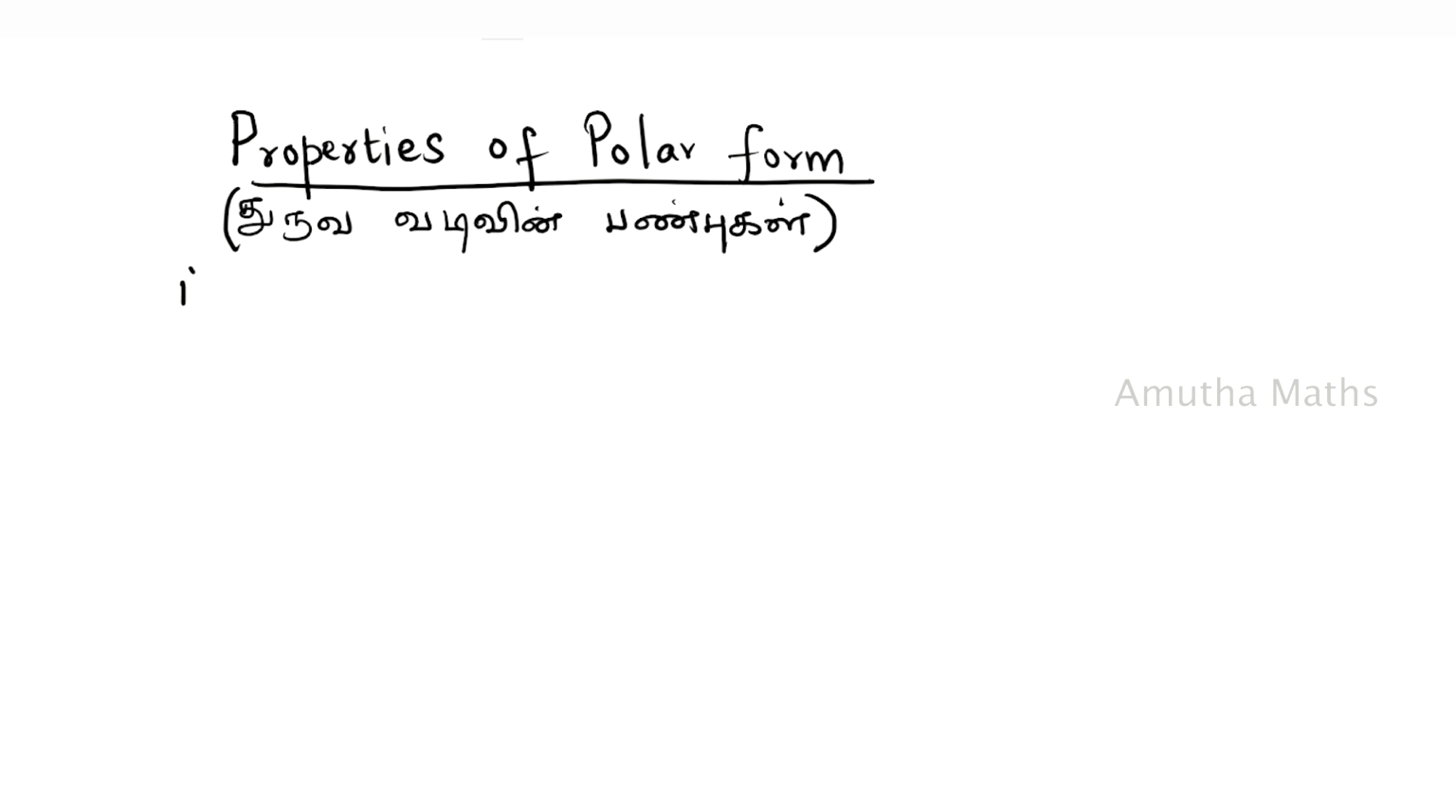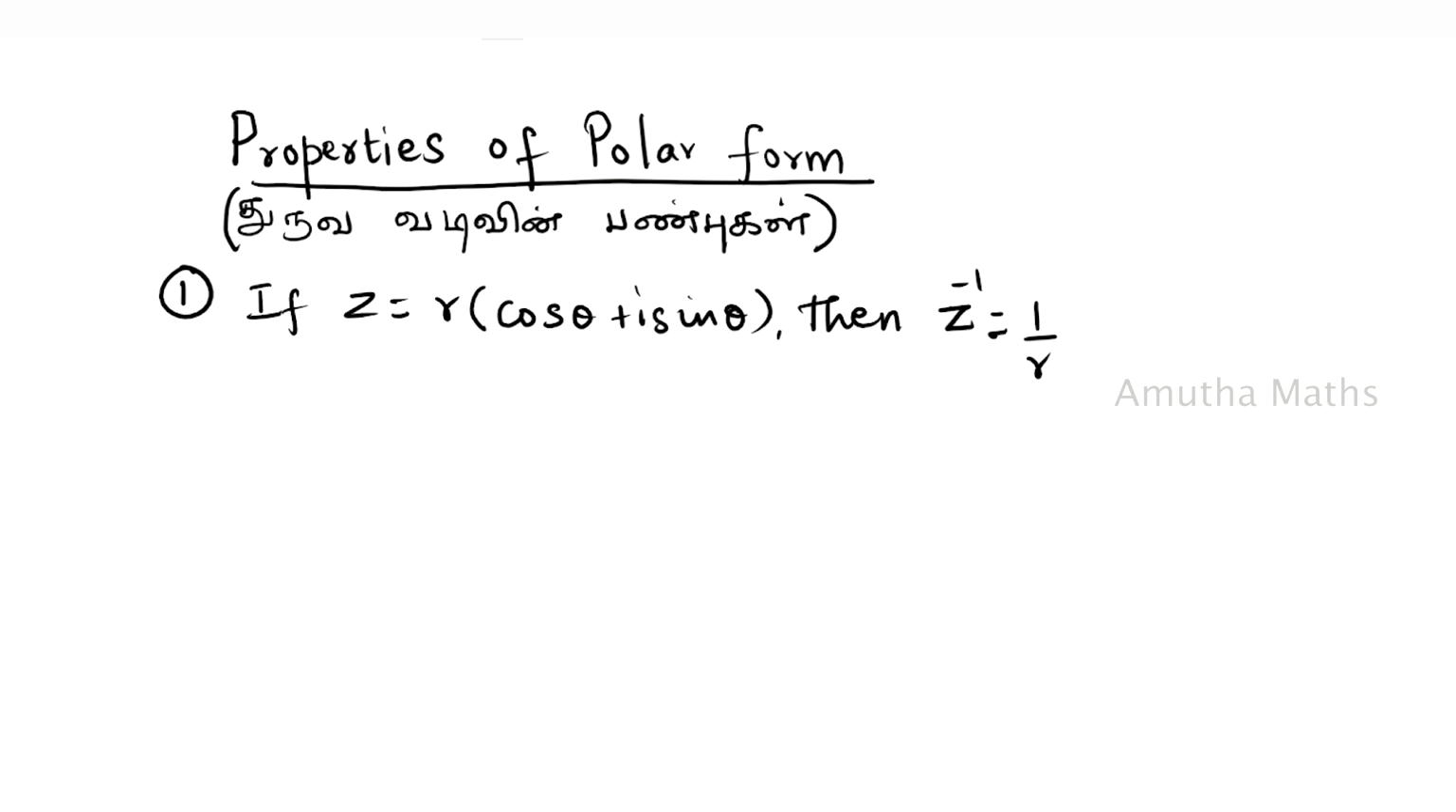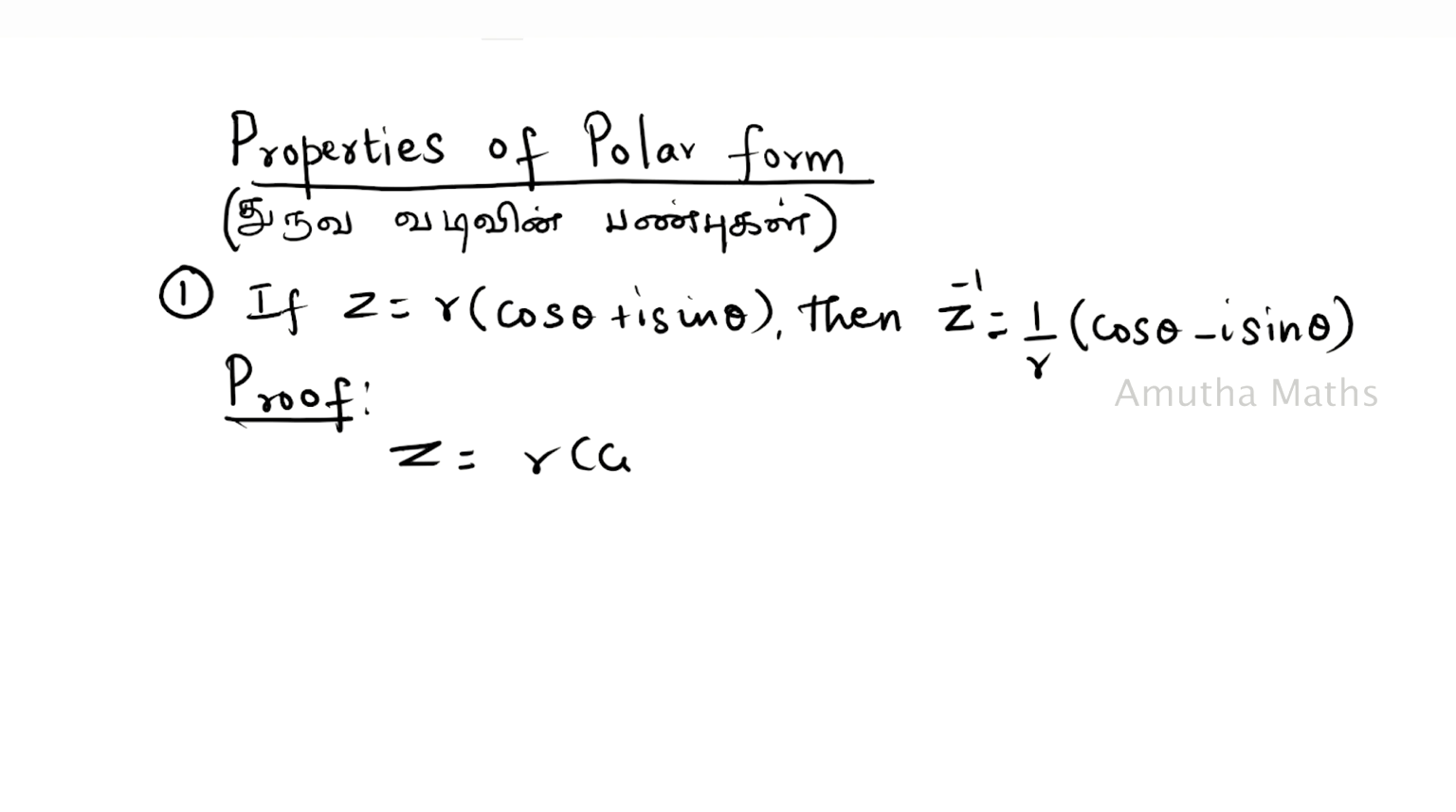So the first property is: if z is equal to r into cos theta plus i sin theta, then z inverse is equal to 1 by r into cos theta minus i sin theta. Now we shall see the proof of this property. Given that z is equal to r into cos theta plus i sin theta, then what is z inverse?